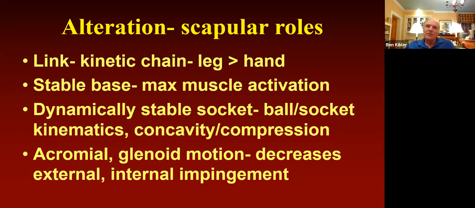The normal functions of the scapula are to be a link in the kinetic chain of force development and motion between the leg and the hand. It is a stable base for maximum muscle activation off of the scapula. It is a dynamically stable socket for the ball and socket to allow dynamic concavity compression through the full range of motion. And by moving the acromion and the glenoid, it gets rid of external impingement or internal impingement.